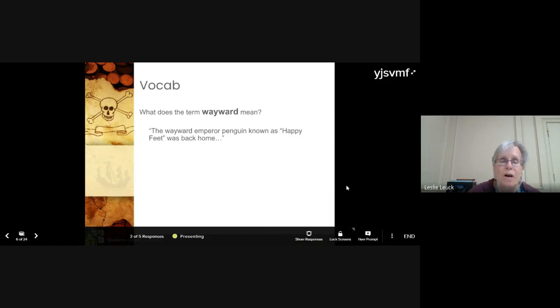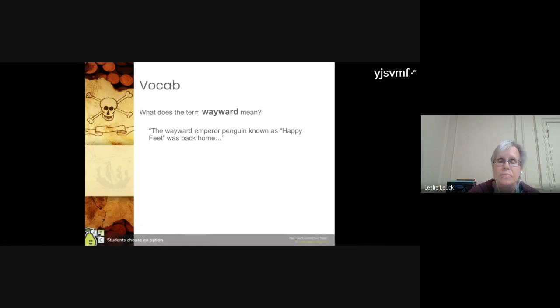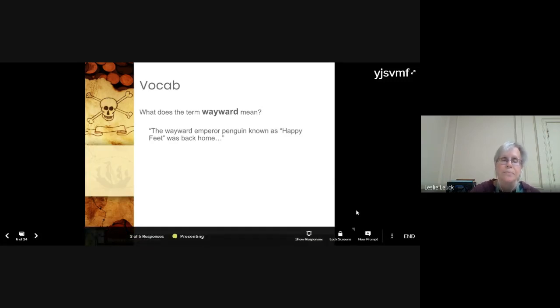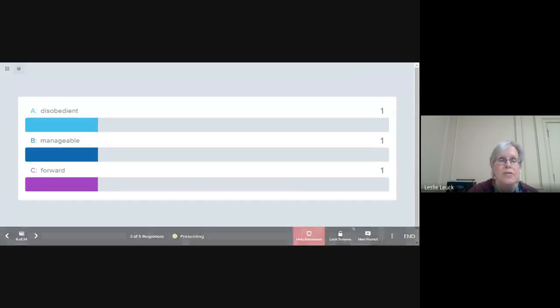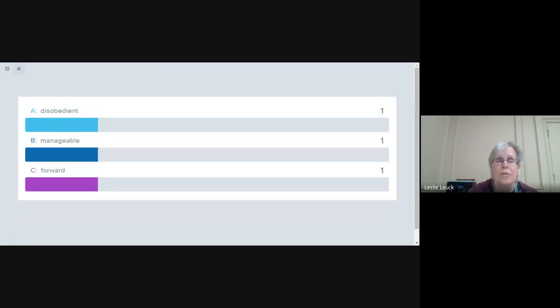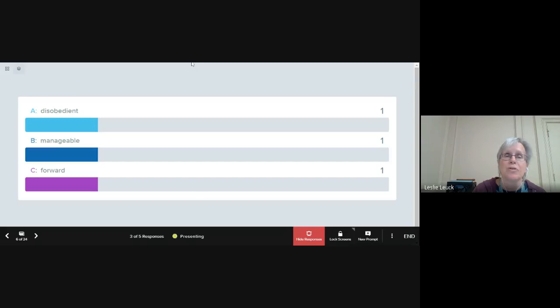Okay, I've got 3 of 5 responses. All right, I'm going to show the responses. One person chose disobedient, one chose manageable, and one chose forward. The correct answer is disobedient. I kind of struggled with what to put. I wanted these to be one-word responses. So wayward does mean disobedient, but as with many things, it can have several different meanings. And in this instance, it probably means he's in the wrong place. So, you know, he got turned around. And then for the second one, I chose an antonym, and then forward one just has the word award in it. So something similar. It's what they call a distractor.